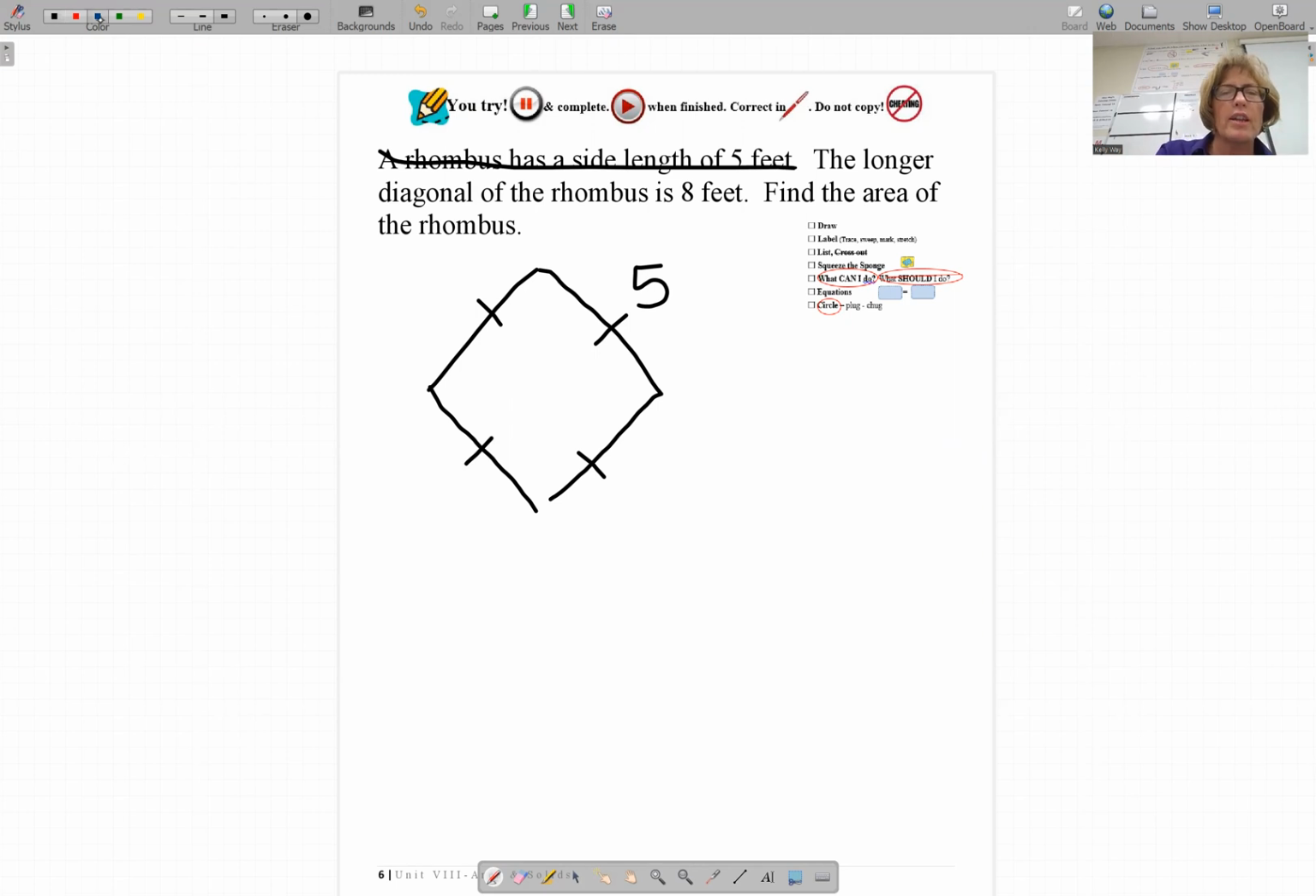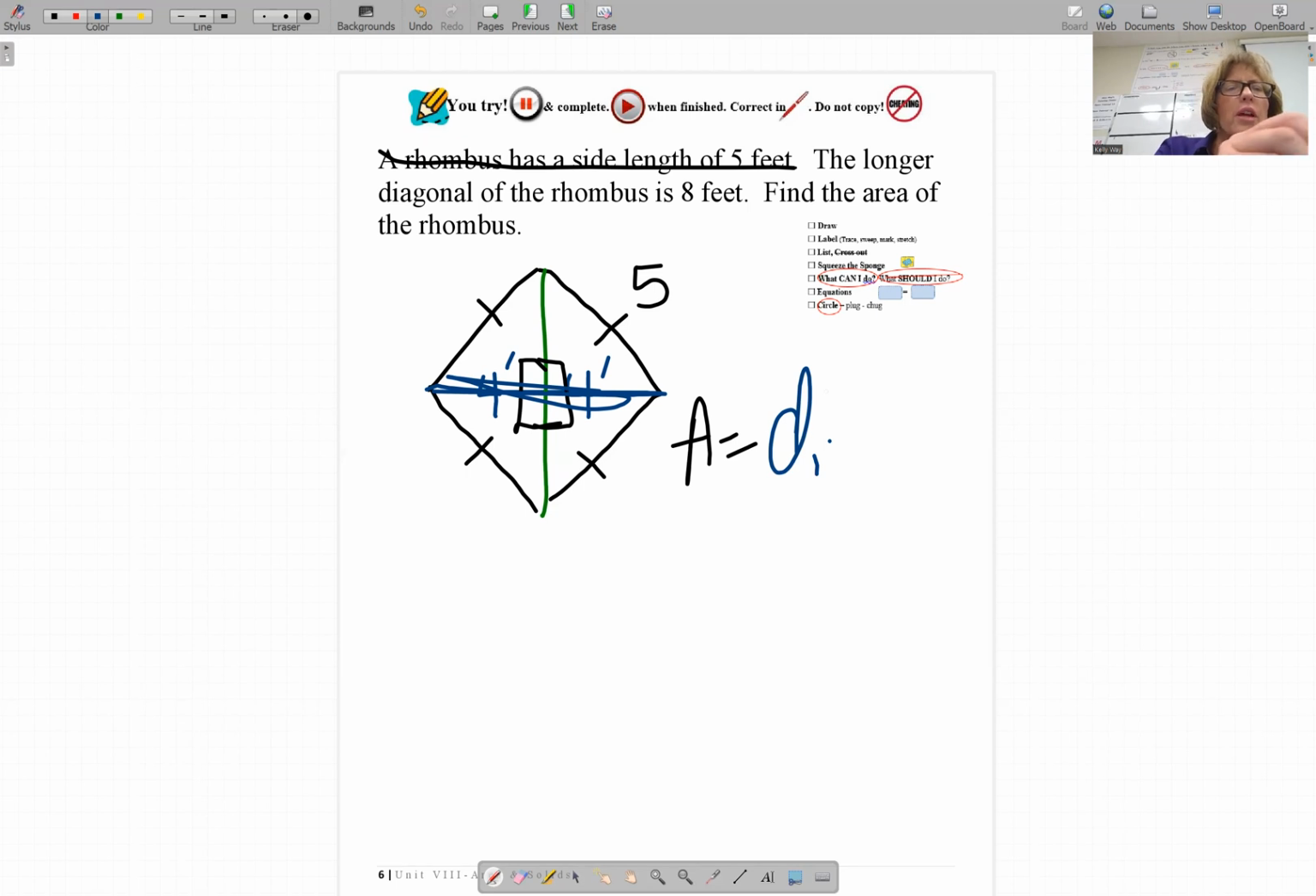The longer diagonal of a rhombus is 8 feet. Shorter diagonal, so 8 means this is 4 and 4 feet. Right angle in the middle. And we want to find the area of the rhombus. Well, we already learned that area is this one diagonal, which we already have, which is 8, times the other diagonal, which we don't have, over 2.